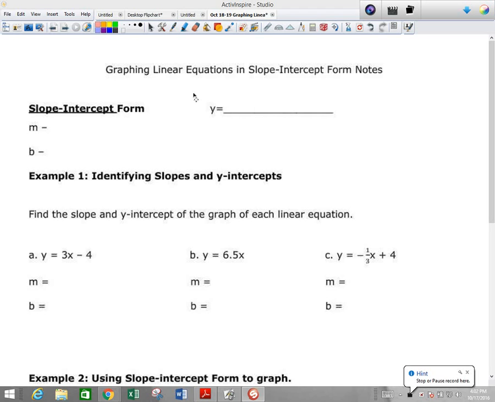Okay, we're back again and we're going to talk about graphing linear equations in slope-intercept form. If you remember what we discussed yesterday, we know that slope-intercept form is y equals mx plus b, where m is the slope, b is your y-intercept.